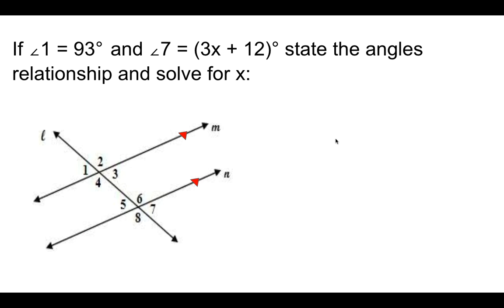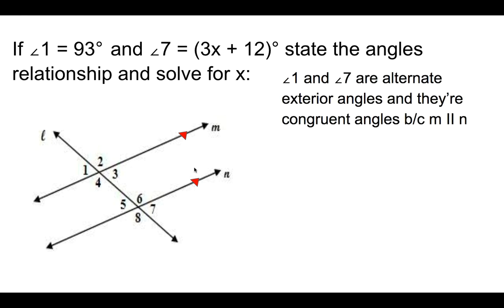So I am given in this problem that angle 1 is 93 degrees and angle 7 is 3x plus 12 degrees. So state the angle relationships and solve for x. Looking at this problem, angle 1 and angle 7 both lie outside the parallel lines and they're diagonal from one another. So that means that they're alternate exterior angles.